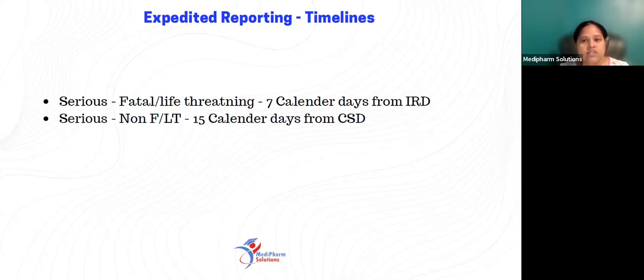From that, within 7 calendar days, all serious, fatal, life-threatening events should be submitted to the regulatory authorities. And serious, non-fatal, non-life-threatening events that meet the criteria of hospitalization, prolonged disability, important medical events, and congenital anomalies should be submitted within 15 calendar days. Okay.